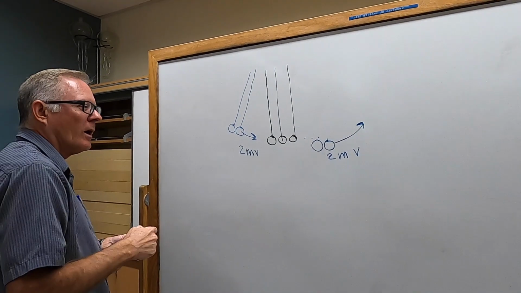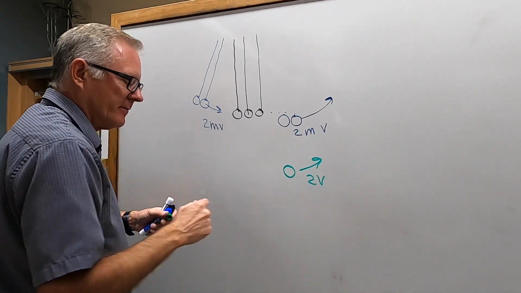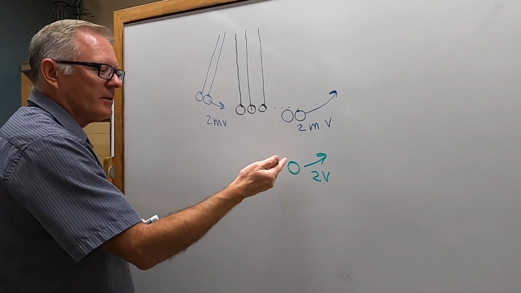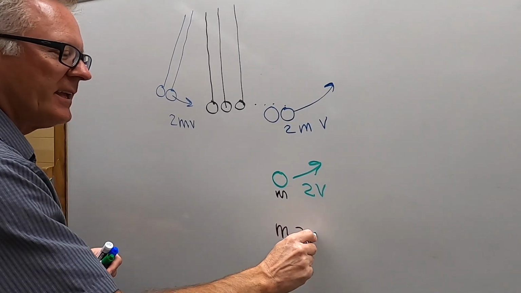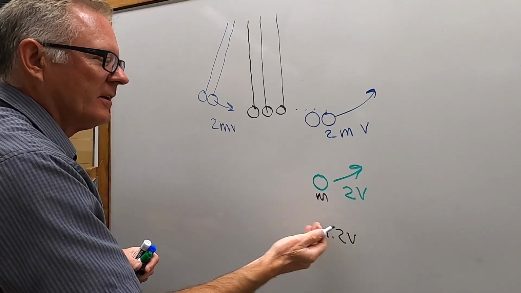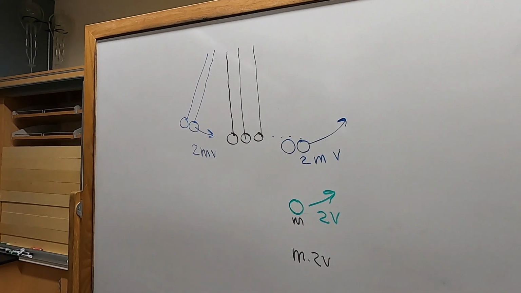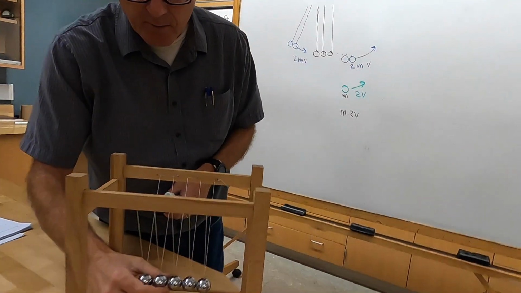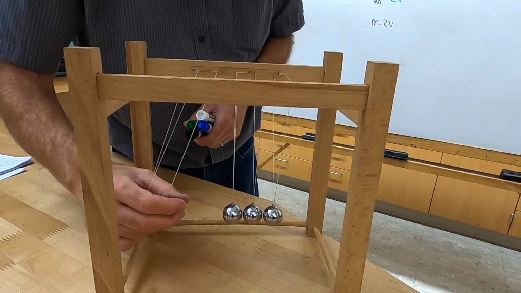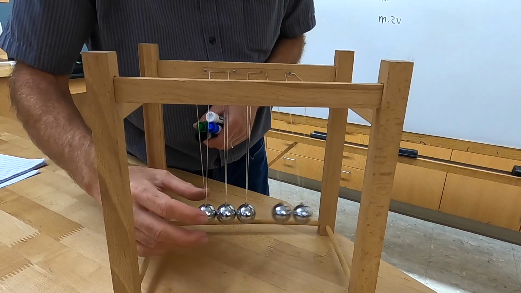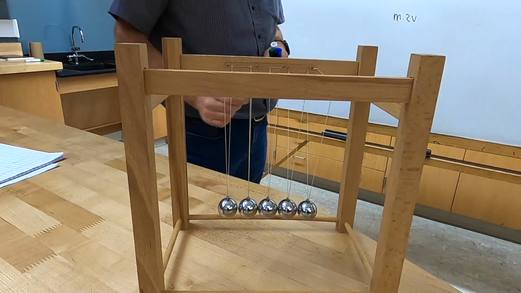Now you might ask, why didn't one go up at twice the speed? Because if we look at the momentum, 1m times 2v is the same as 2m times v. So why, when I drop 2, doesn't 1 go up at twice the speed? Well, maybe I haven't done it enough times. Maybe if I do it again. No. As many times as I try, I'm never going to see 1 shoot up at twice the speed. And we say, why not?